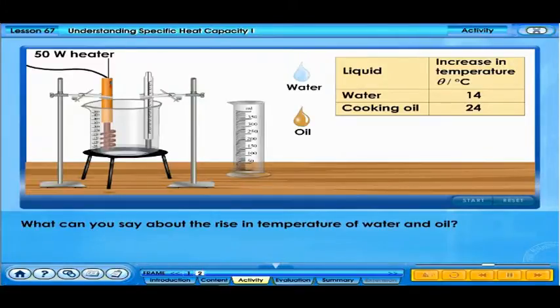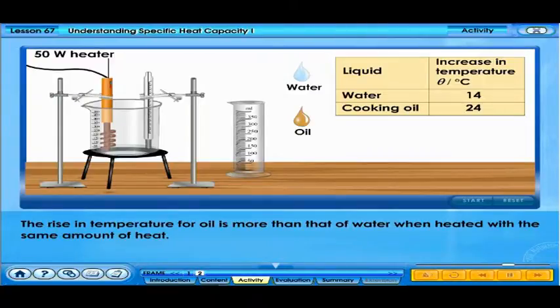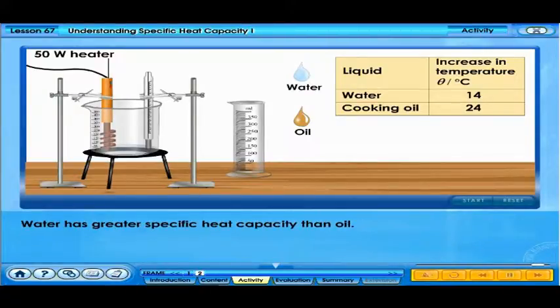What can you say about the rise in temperature of water and oil? The rise in temperature for oil is more than that of water when heated with the same amount of heat. Water has greater specific heat capacity than oil.